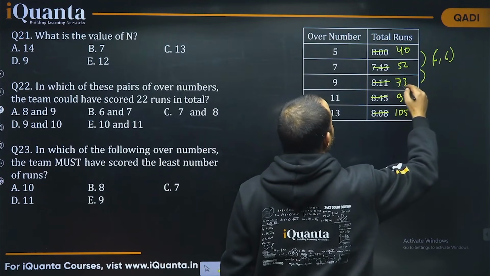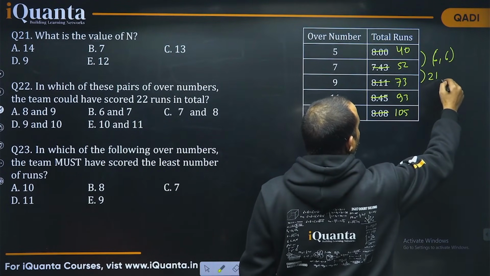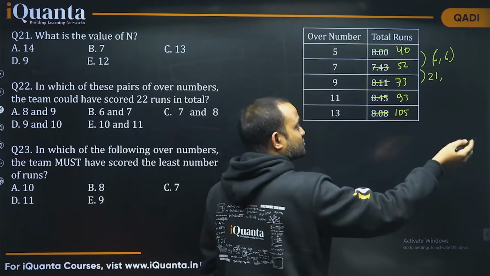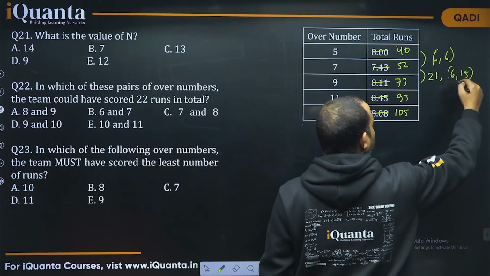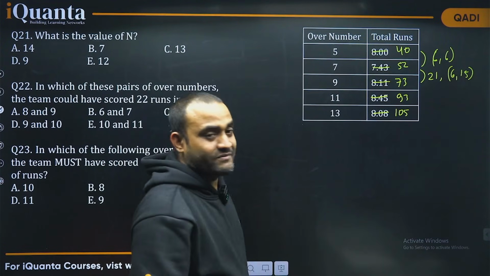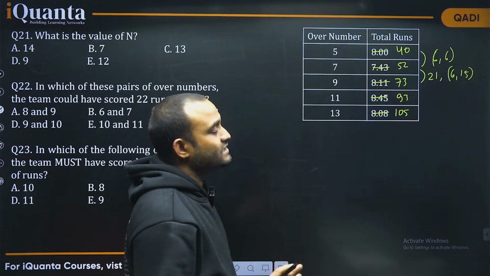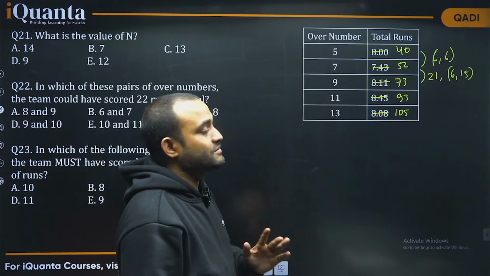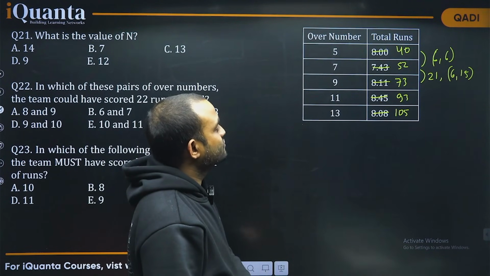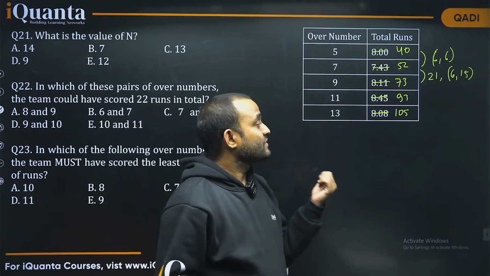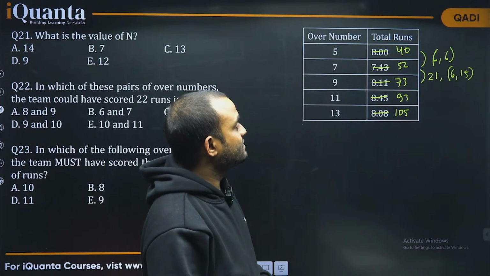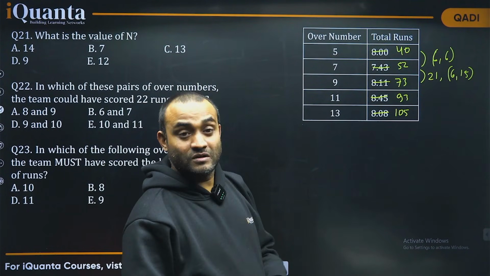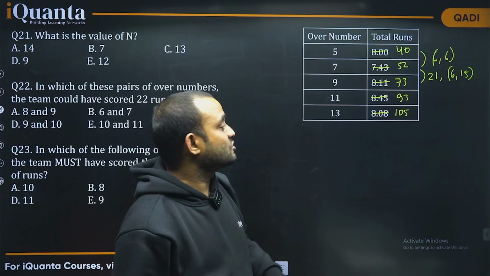Now the difference between these two is 21. The minimum that can be scored is 6 and the maximum that can be scored is 15. So the values can be anything in between, 6, 7, 8, 9, 10, till 15. The point is their sum should be 21: 6 plus 15, 7 plus 14, 8 plus 13. It could be any combination, right? 9 plus 12 is also possible, 10 plus 11 is also possible.